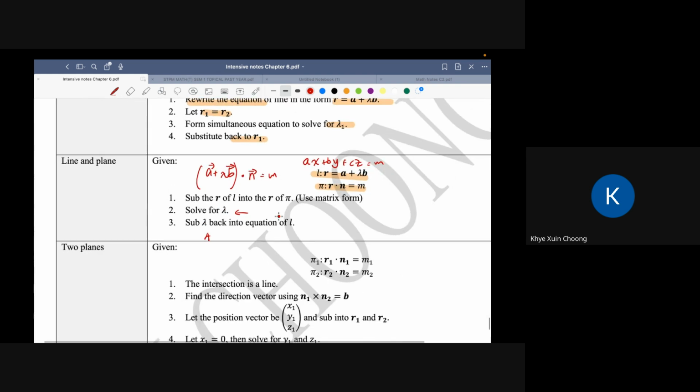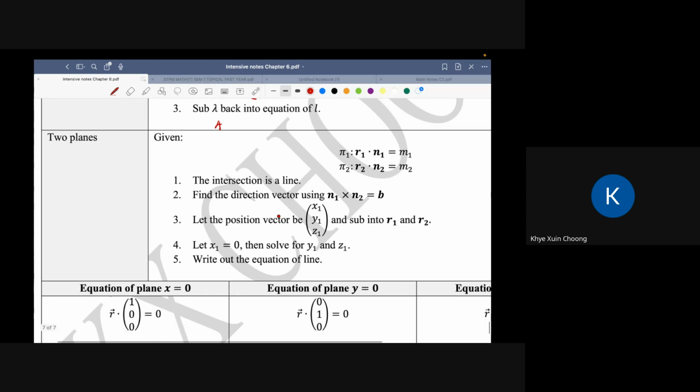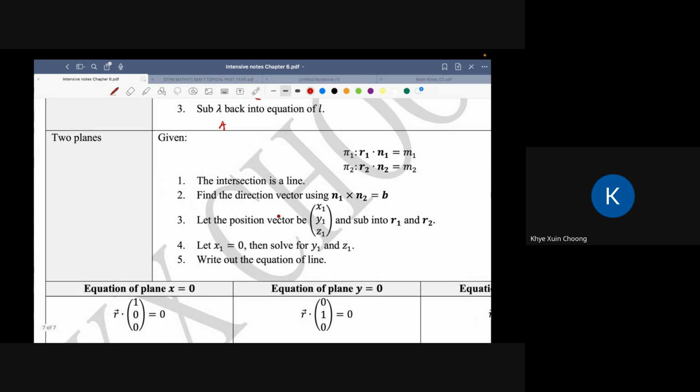Okay. Then what you need to be careful is when there are two planes intersecting, the intersection of two planes is a line. And you can find the direction vector of the line by using the cross product of the two normal vectors. Because the line must be normal to both normal vectors of the planes. So the direction vector is n1 cross n2 equals to b.